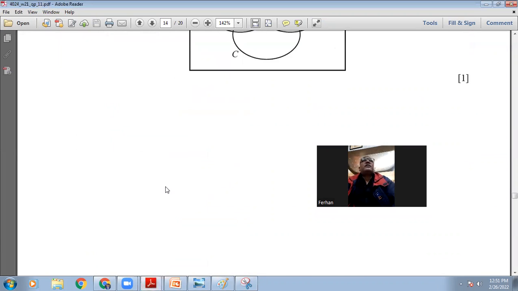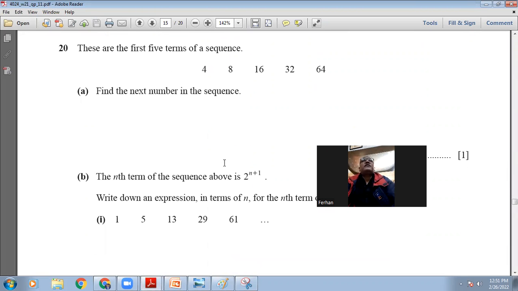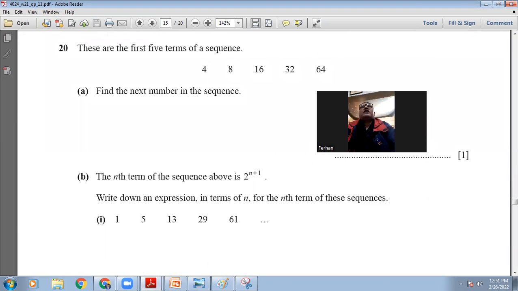So next question coming up on your screen is question number 20. Here he says these are the first 5 terms of a sequence: 4, 8, 16, 32, 64. The 1 mark question is find the next number in the sequence. First of all, we have to find from this pattern the rule for getting the next term. So from 4 multiplied by 2 will be 8, 8 multiplied by 2 will be 16, 16 multiplied by 2 will be 32, 32 multiplied by 2 will be 64. So to find the next number, that will be 64 multiplied by 2.